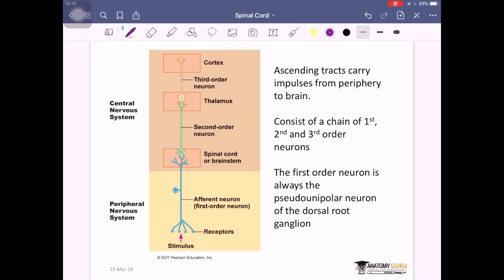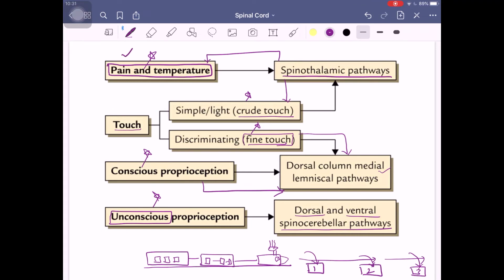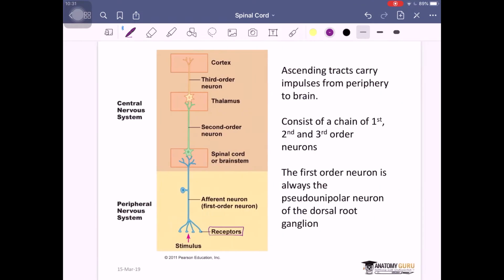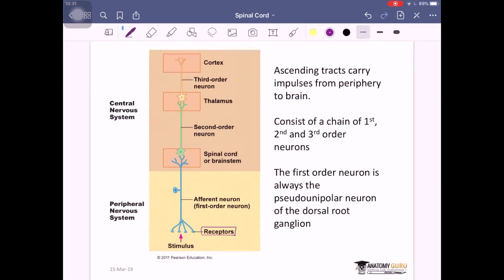Similar to this concept, look at the ascending tracts. Ascending tracts start at the receptors present in the skin or the muscle, like for pain and temperature or touch. If someone touches your skin, or you are taking a hot water bath, that information from the skin is carried by the axon you are seeing, and it ends onto another axon.